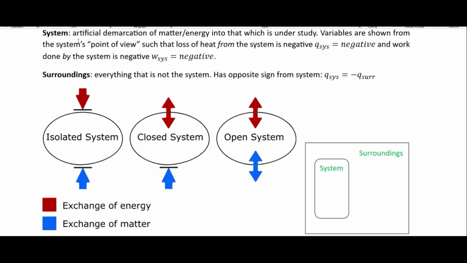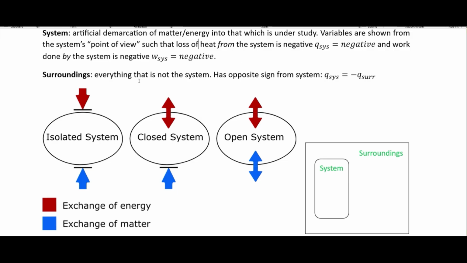A system is the artificial demarcation of energy or matter into that which is under study. So the system is the thing we're interested in. Variables are shown from the system's, quote-unquote, point of view, such as the loss of heat from the system. If the system is losing heat, then it will be negative heat because the system is the thing that has lost the heat. Or if the system is doing work on something else, then that is also going to be negative, since that is essentially energy that is going from the system into whatever it is doing work on.